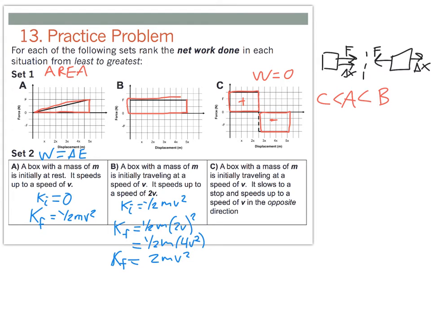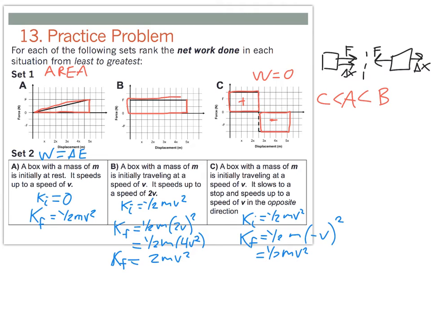And for the last one, we start out traveling at some speed of v, so we have 1/2 mv squared as our initial kinetic energy, and our final ends up being 1/2 m times negative v, because we rebound. However, when we go and square that, we're left with 1/2 mv squared.